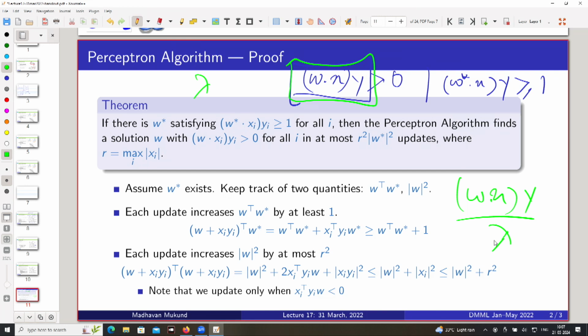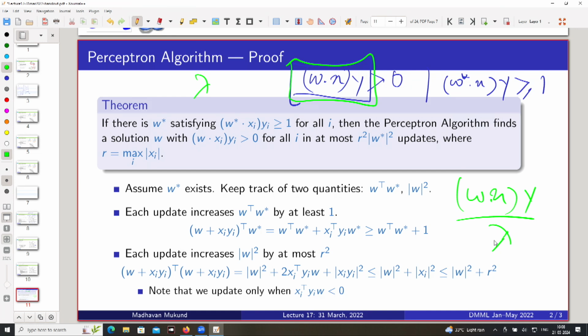And in particular, we would like to choose some w star which has small values in it. But okay, that will come out later. The thing is that we can start with some w star, and the existence of w star always comes out of the assumption that our data set was linearly separable.